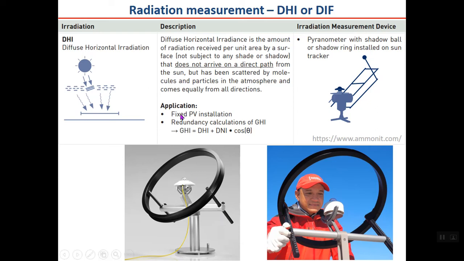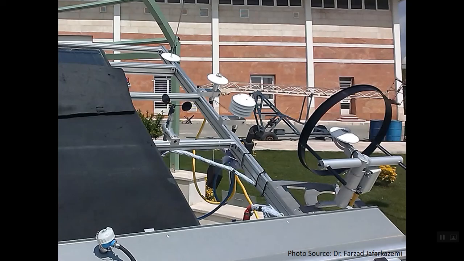As I told you just now, in the previous slide, the application is for fixed PV installation, and the calculation of GHI can be done also in this way: diffuse DHI, sometimes named diff, plus DNI, but DNI should be multiplied by cosine of theta. What is theta? Theta is the zenith angle, which is the angle between the sun rays and the vertical. We'll discuss that later, but just remember that there's such a formula.